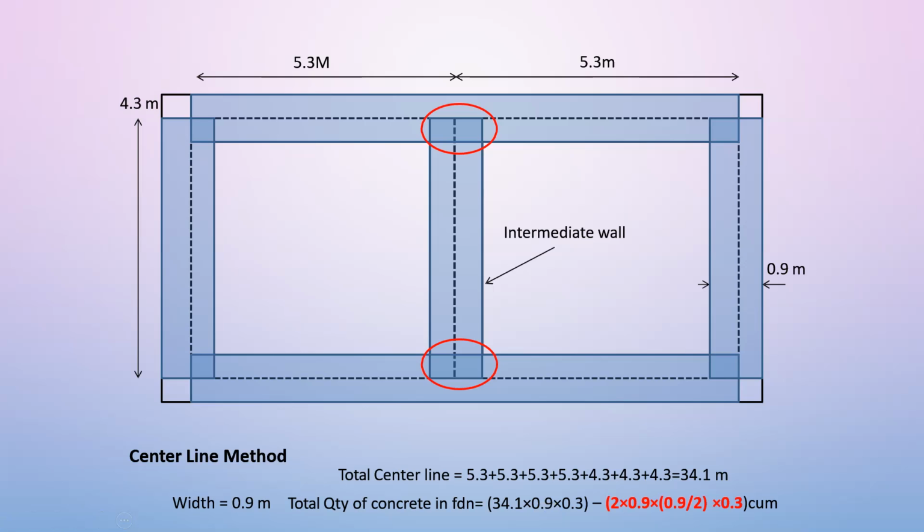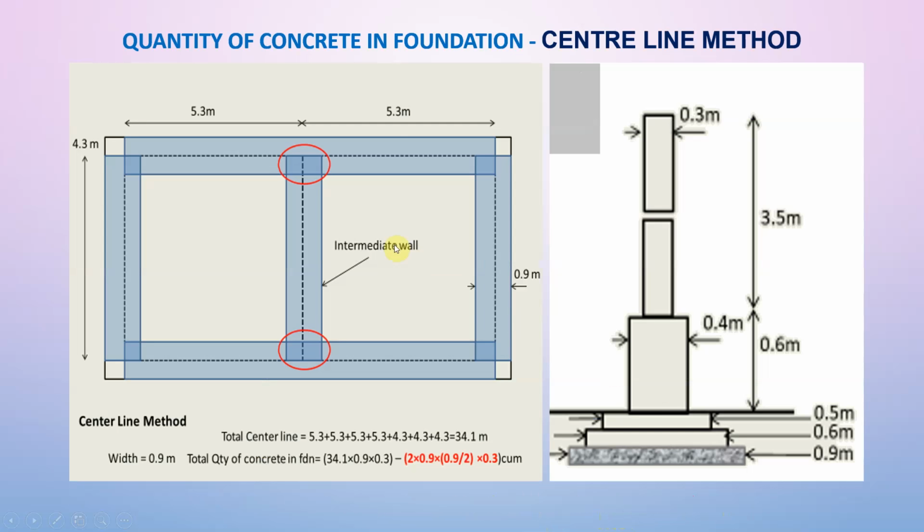But for the red marks shown for the overlap, that overlap should be subtracted. Therefore from the whole quantity of concrete in foundation, the overlap is subtracted, that is 2 into 0.9 into 0.9 by 2 into the thickness of concrete, 0.3. In this way we will get the net quantity of concrete in foundation. Similarly we can use the same thing for the total quantity of concrete in foundation.